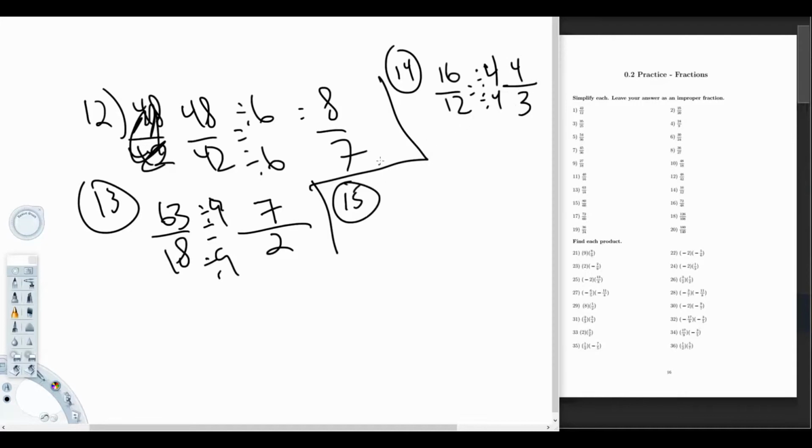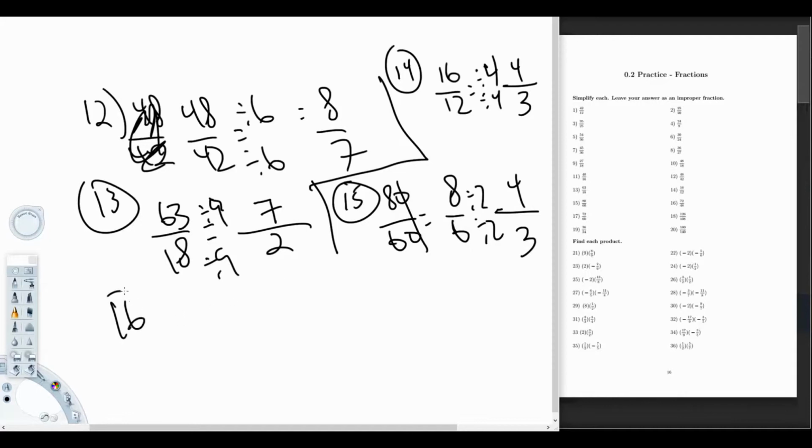15, 80 over 60 equals, let's just take away the zeros, 8 over 6, divide by 2, and that's a 4 and that's a 3. 4 over 3. Number 16 now, 72 over 48.